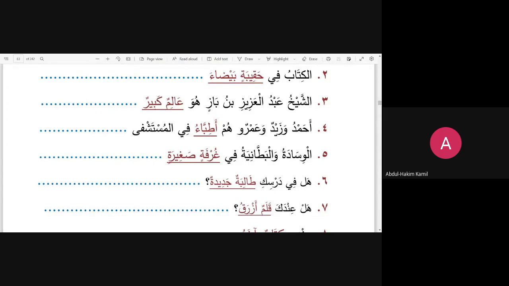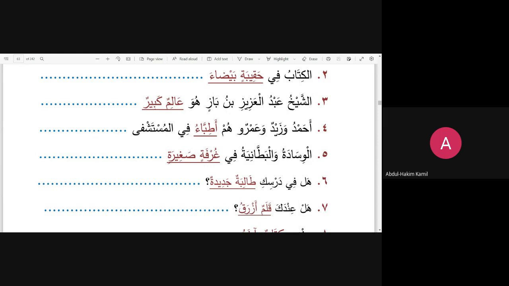I'm going to say that again. الكتاب في حقيبة بيضاء. The book is in a white bag. Why do we have to say بيضاء? Because حقيبة is feminine. بيضاء is feminine. أبيض is masculine. طيب, I have to make this معرفة now. Now I have to make these two words معرفة, definite.